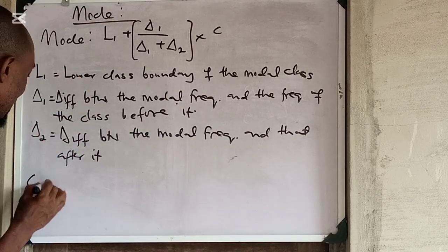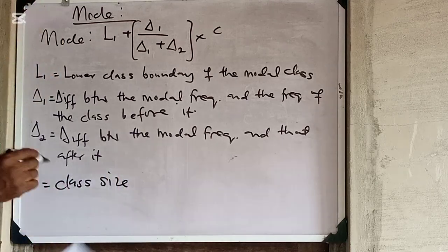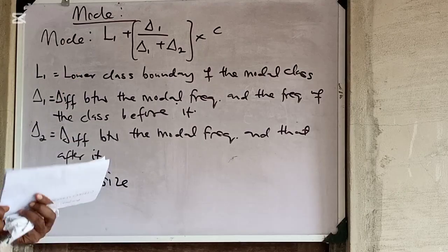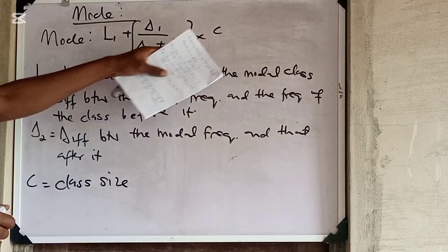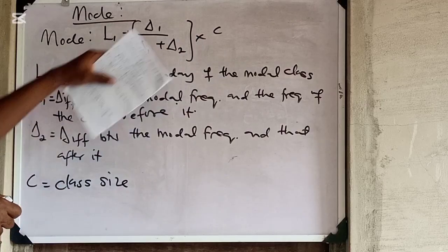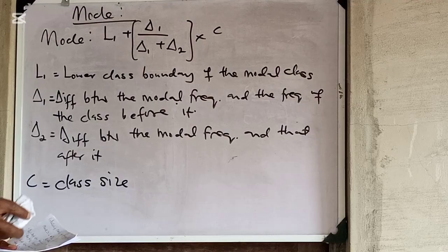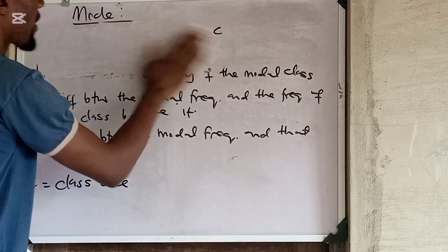Then we have again C. C simply means class size. Okay, so hope you've written down this formula. Let us use it to solve our problems. I will explain in the process of solving the problems what L1, delta 1, delta 2, and C mean. Okay, so let's take one simple question from here.